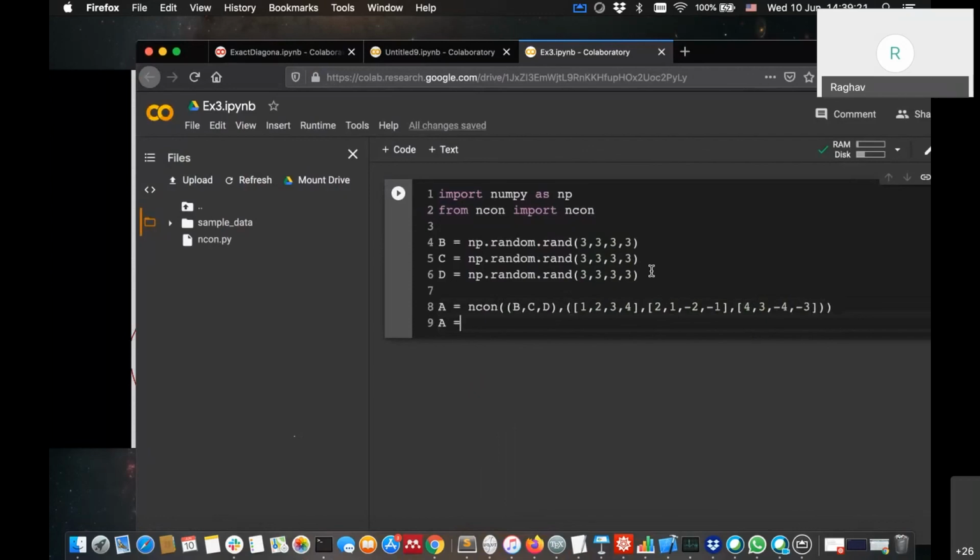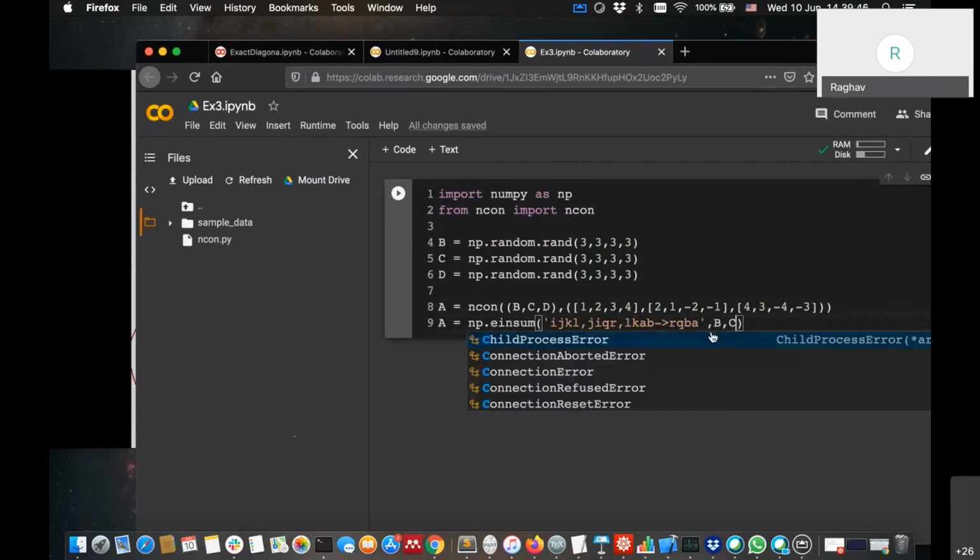And I can also do this einsum way, because now we know how to use einsum. So einsum way is ijkl, comma, jiqr, comma, lkab, going to rqba. So einsum is basically just how you write it.